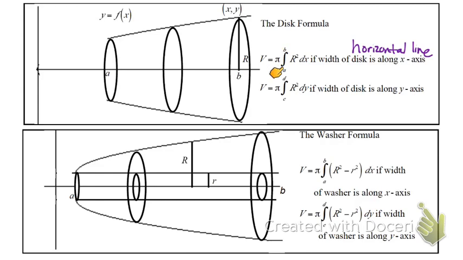So it's pi times the integral from a to b, where a and b are limits of integration in terms of x, R squared dx. It says if the width of the disk is along the x-axis, or in other words, if you're rotating around a horizontal line. For the second one, volume equals pi times the integral from c to d, where c and d are limits of integration in terms of y, R squared dy, if the width of the disk is along the y-axis, or in other words, a vertical line.